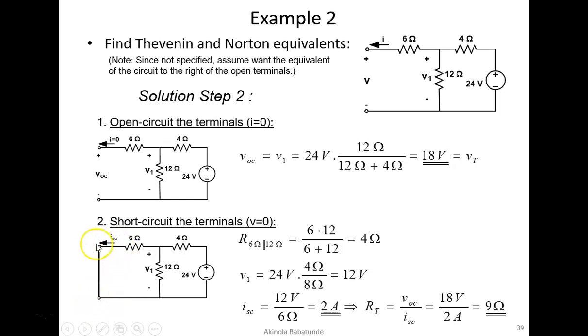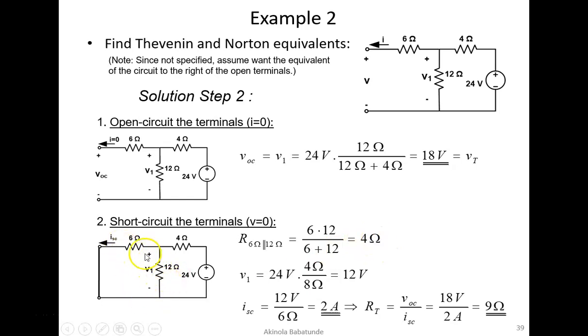And when that happens, it simply means that there is no current that will be able to flow through this 12 ohms resistance. All the current coming from here would flow through the 4 ohm resistor and then flow through the 6 ohm resistance. So first of all, when there is a short circuit here, 6 ohms and 12 ohms are in parallel. So R6 parallel 12 ohms will be equal to 6 times 12 divided by 6 plus 12. That gives us 4 ohms.